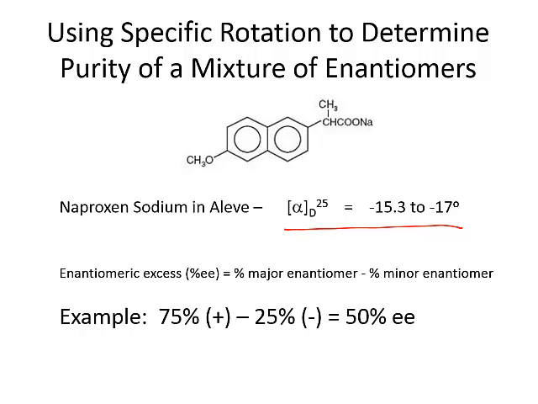It's not easy. Student: Can you just explain how you got 75 and 25? I just made it up. So if I had a mixture that was 75-25, I would say that it has a 50% enantiomeric excess.